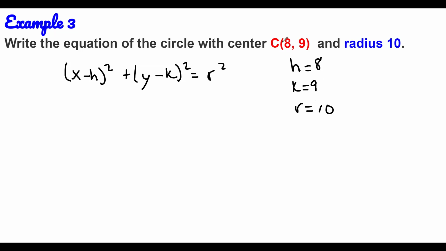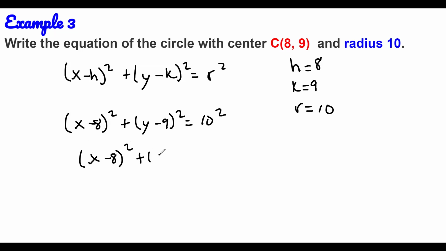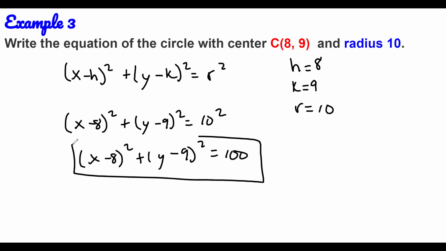Anybody? I bet Gabriel. What would my equation look like now? Squared plus y minus 9 squared equals 100. 10 squared, and then one more step, it becomes 100. So x minus 8 squared plus y minus 9 squared equals 100. And we're able to identify all these parts. Okay, now this is writing my equation in standard form. We're able to identify our h, our k, and our radius.